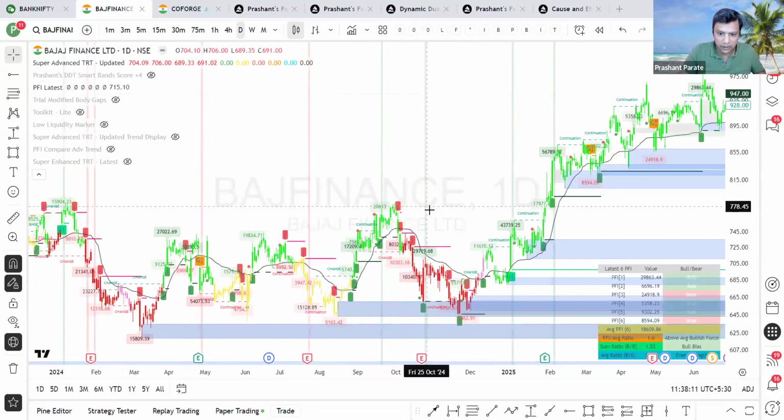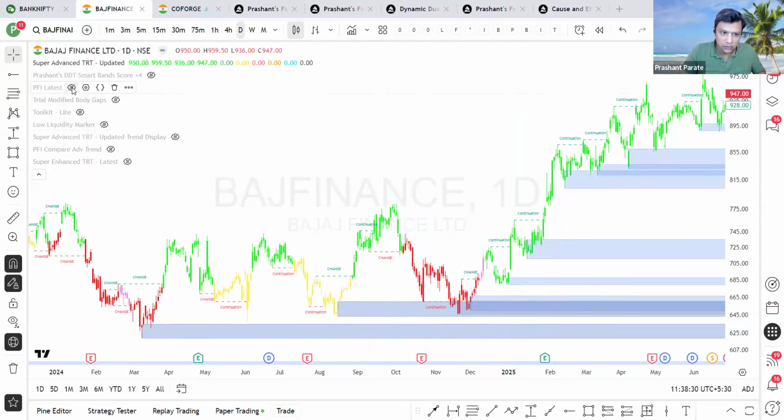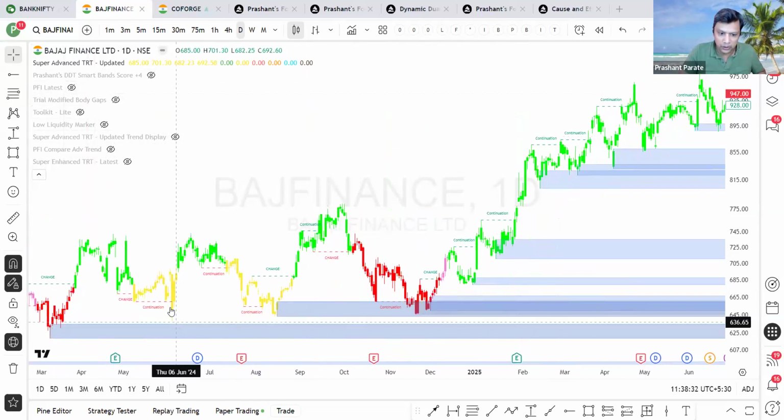PFI had increased significantly. Then again, there was strong bullish PFI, and price did not close below this. So there were many things in favor of bulls. TRT changing to green, retracement, again green, again retracement. So there were multiple opportunities to enter. Even if you consider this as one entry, exit, another entry, or stop is hit based on this continuation.